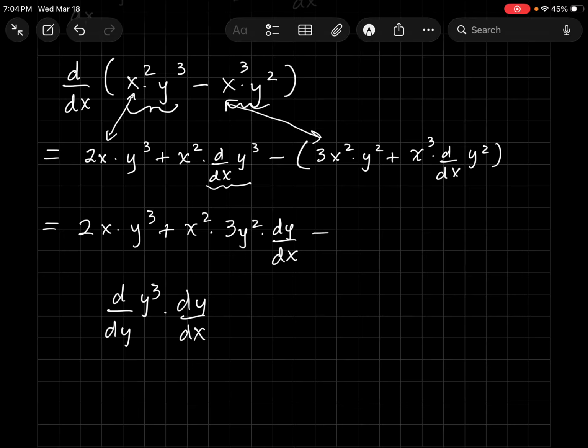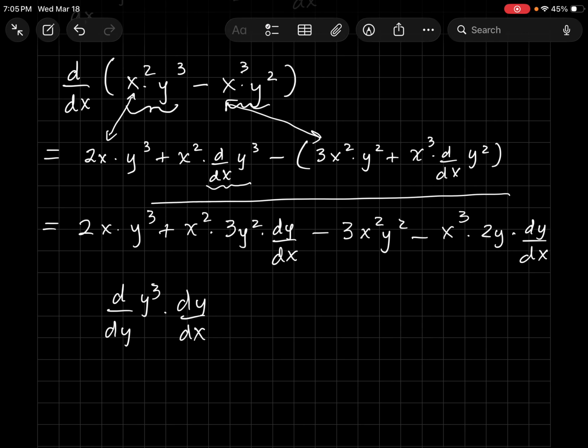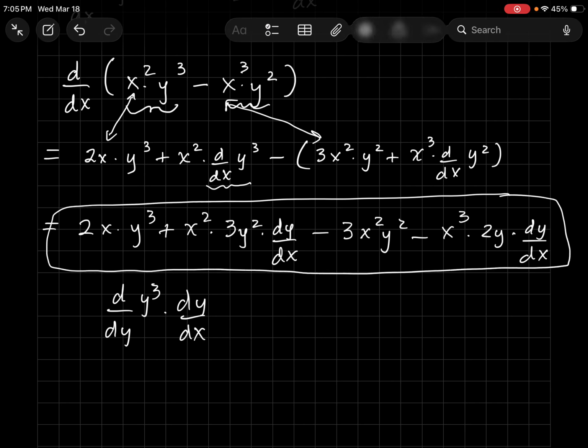Let's get the back part. So minus 3x squared y squared, distributing the negative sign, minus x cubed times what? Well, the derivative of y squared, but with respect to x. So 2y times what? Times the chain rule, dy dx. And you can clean this up a little bit, but this is the answer. What does dy dx equal? In this problem, I didn't give you enough information to do any more.